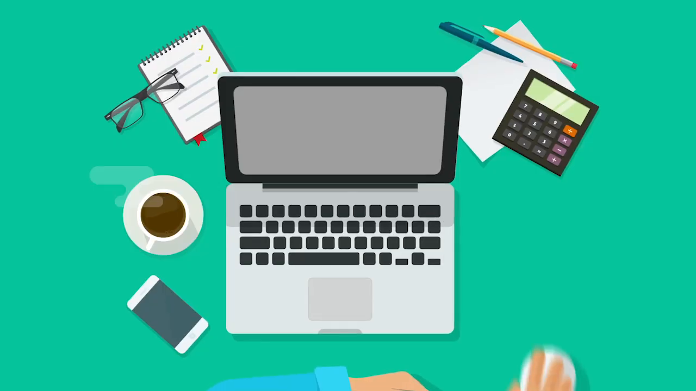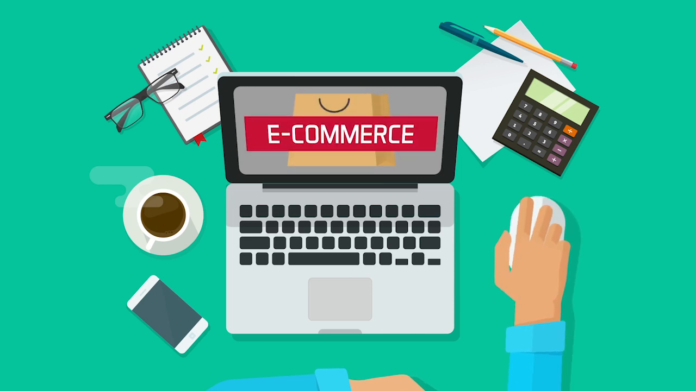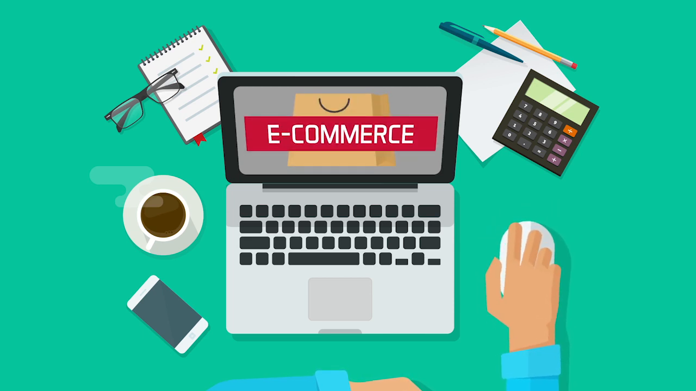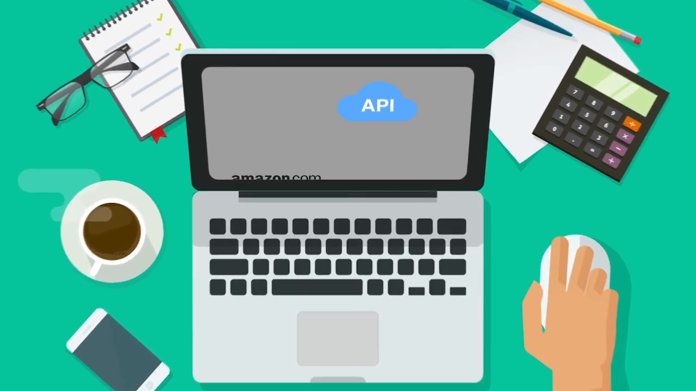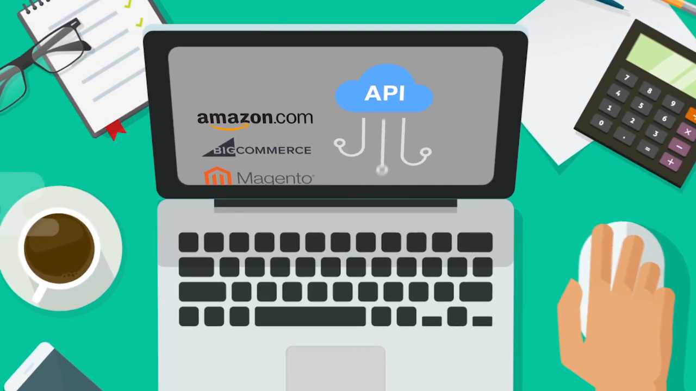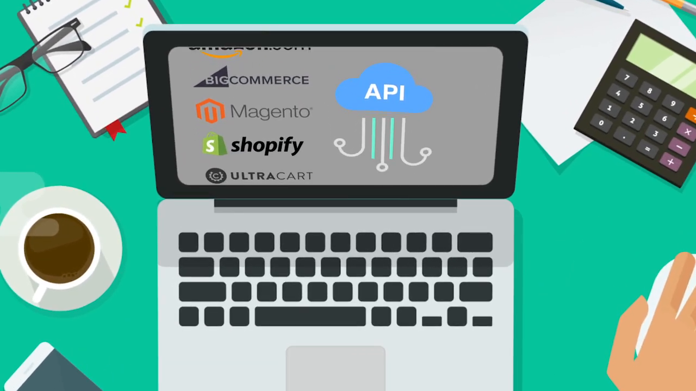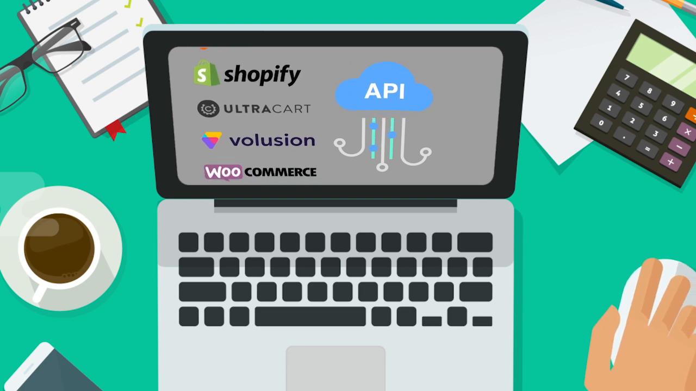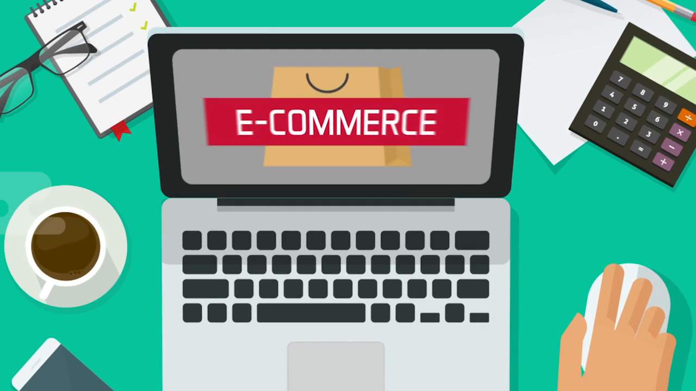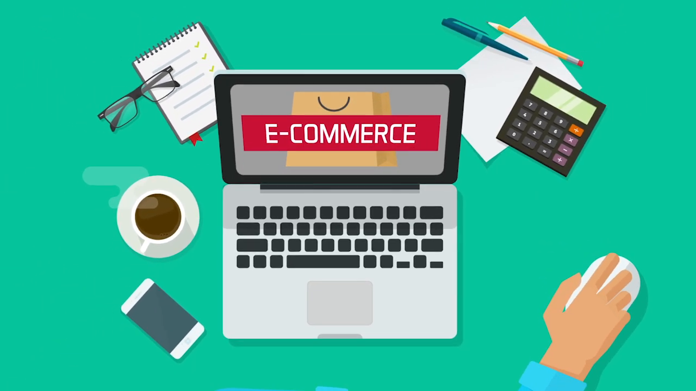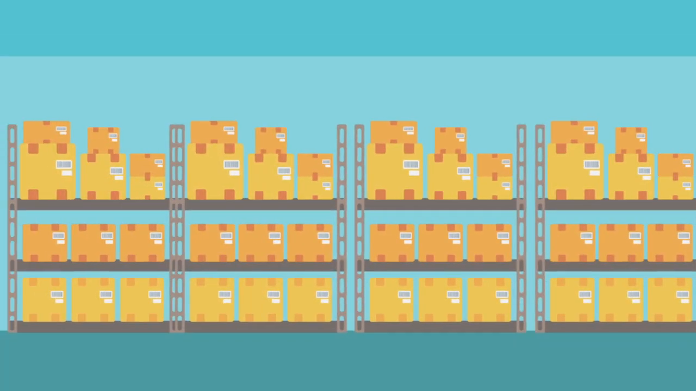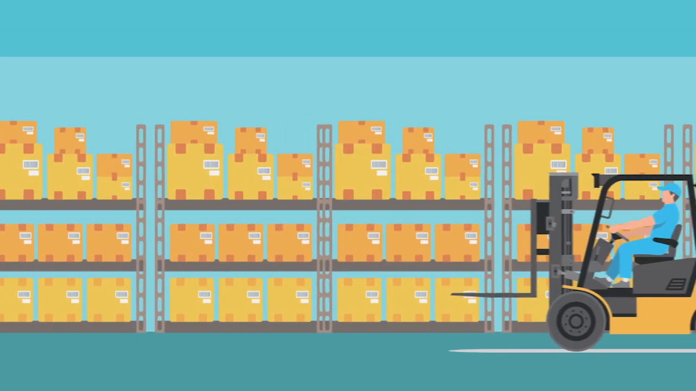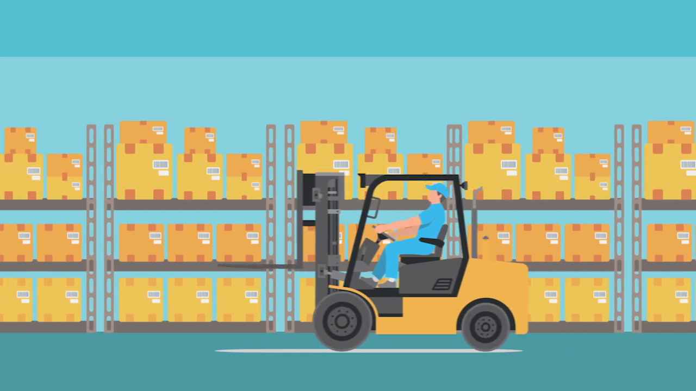Within the e-commerce site, you'll follow a few easy steps to obtain credentials that will allow you to connect to the store. These are also commonly referred to as API credentials, short for Application Programming Interface. That information is then entered into your VeraCore system, and the configuration is complete. It's that simple.